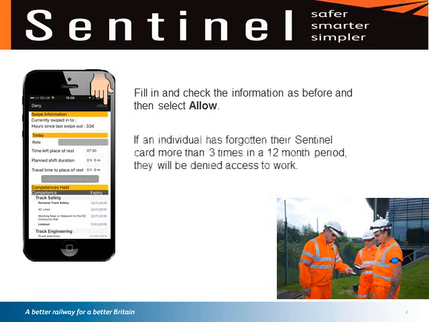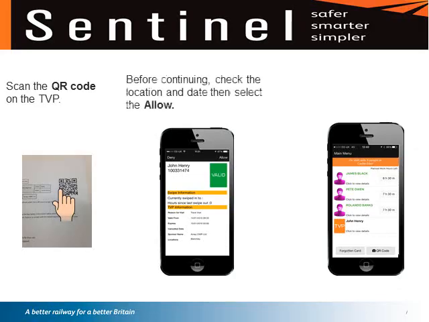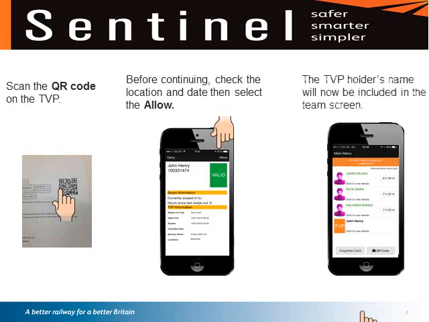If an individual has forgotten their Sentinel card more than 3 times in a 12-month period, they will be denied access to work. Scan the QR code on the TVP. Before continuing, check the location and date and select Allow. The TVP holder's name will now be included in the team screen.